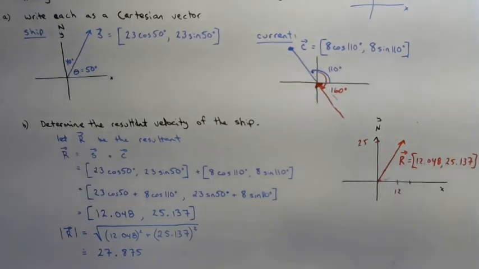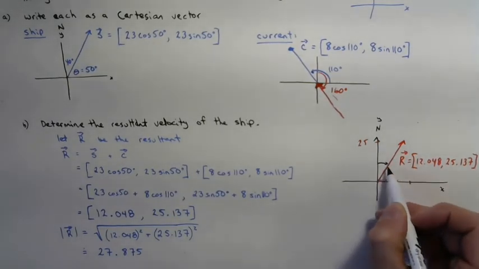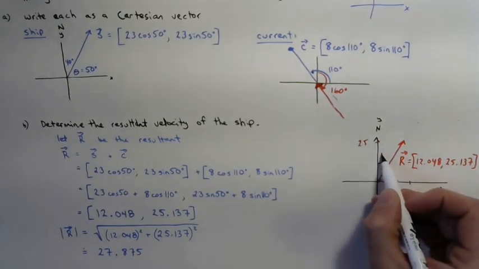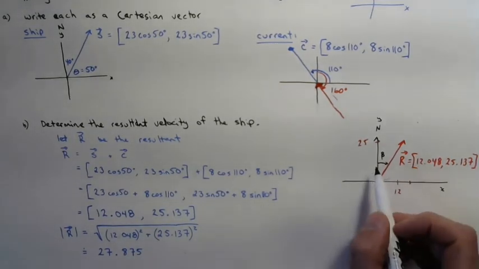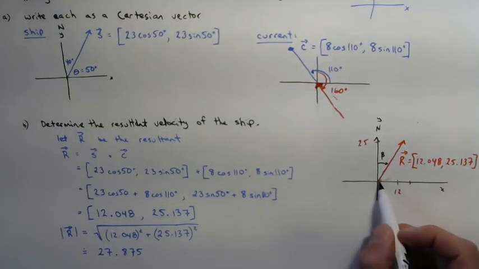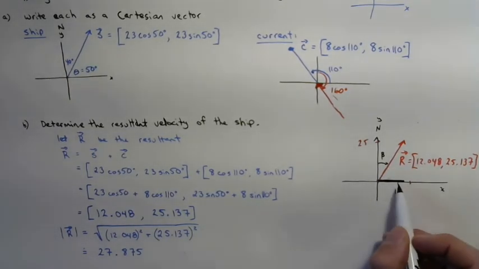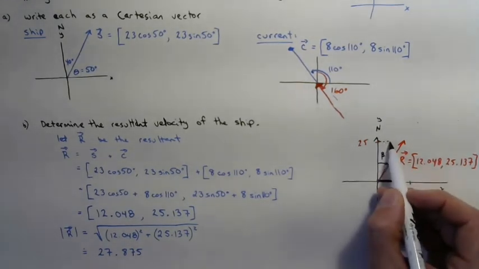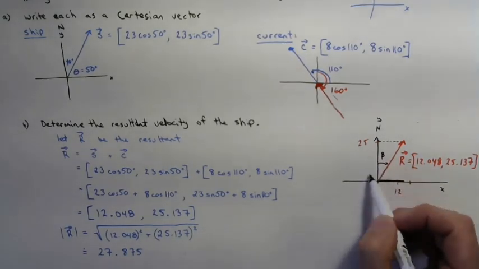And in order to express this as a bearing, we need an angle relative to north. So we're looking for this angle. We'll call it angle beta. And for angle beta, we have the two legs. It's a right angle triangle, right? So we have the two legs. We have the opposite and we have the adjacent.